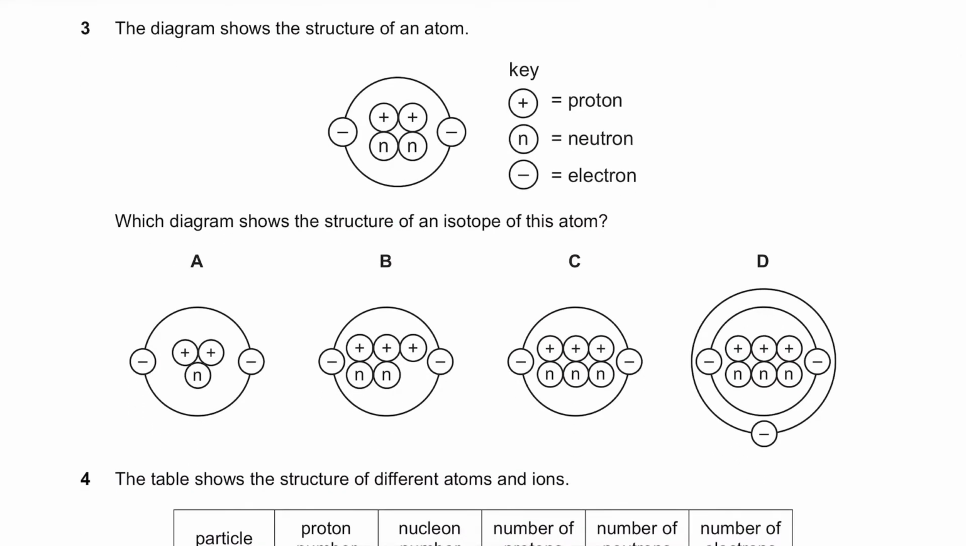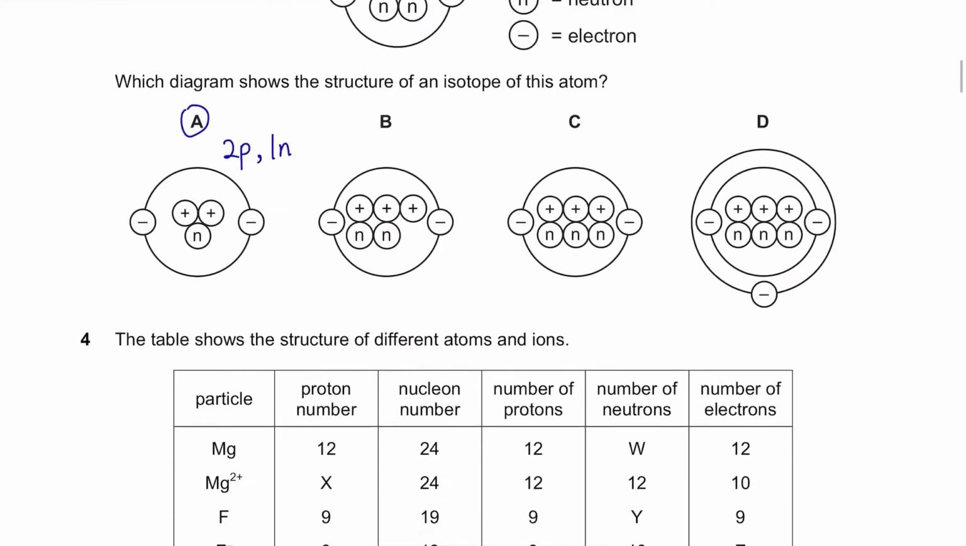Question 3. The diagram shows the structure of an atom. Which diagram shows the structure of an isotope of this atom? An isotope is an atom with the same number of protons but a different number of neutrons. So the correct diagram should have 2 protons but a different number of neutrons. The answer is A, which has 2 protons and 1 neutron.